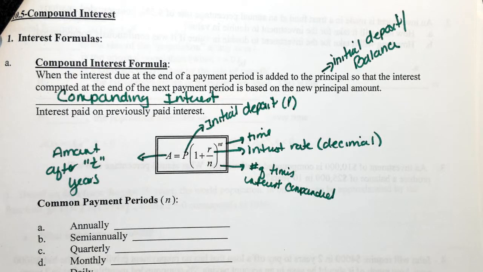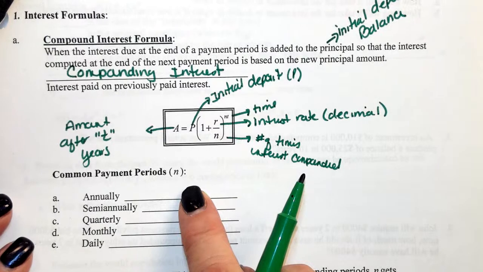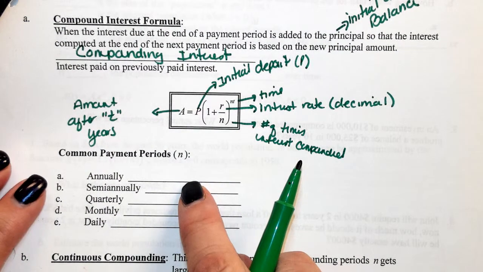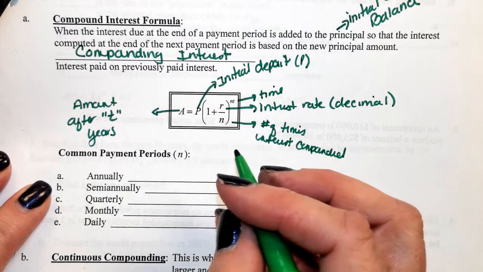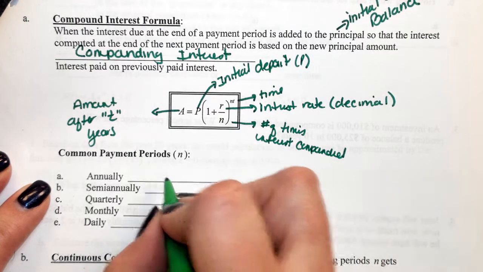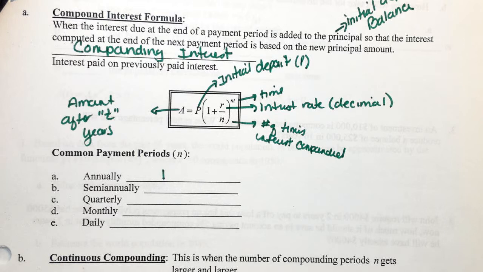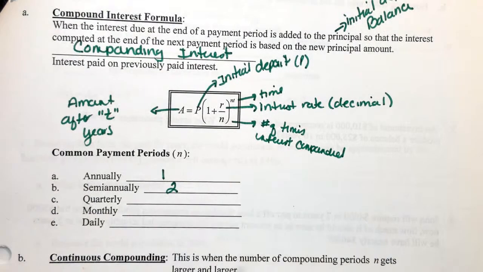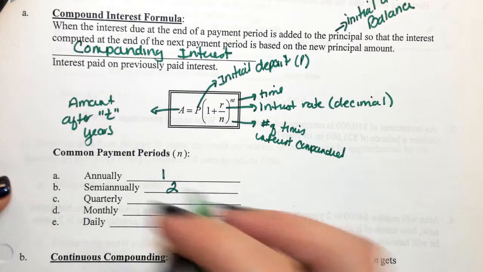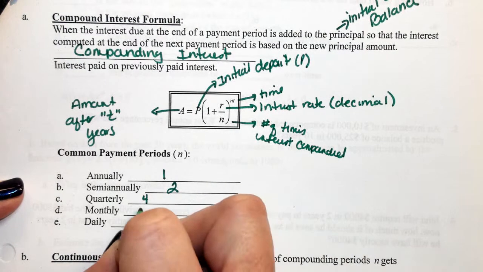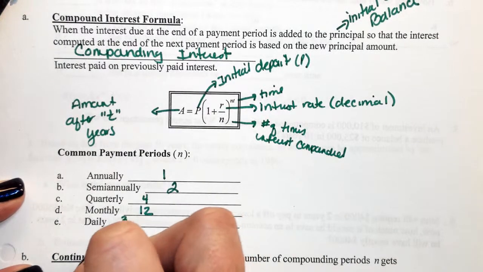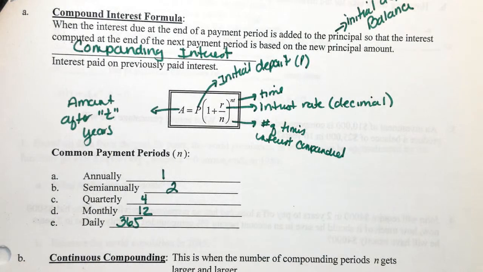So, some common N values that most financial institutions use. When they say they're going to compound interest annually, that means they're only going to calculate interest one time a year. So N would be equal to 1. Some financial institutions may say they're calculating interest semi-annually. Guess what N would be? N would be 2. Quarterly, 4. Monthly would be 12. And then daily would be 365.